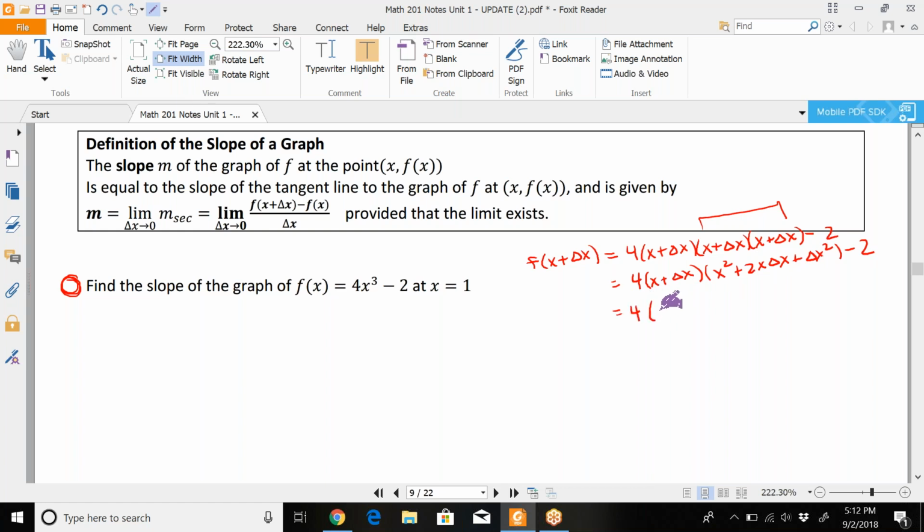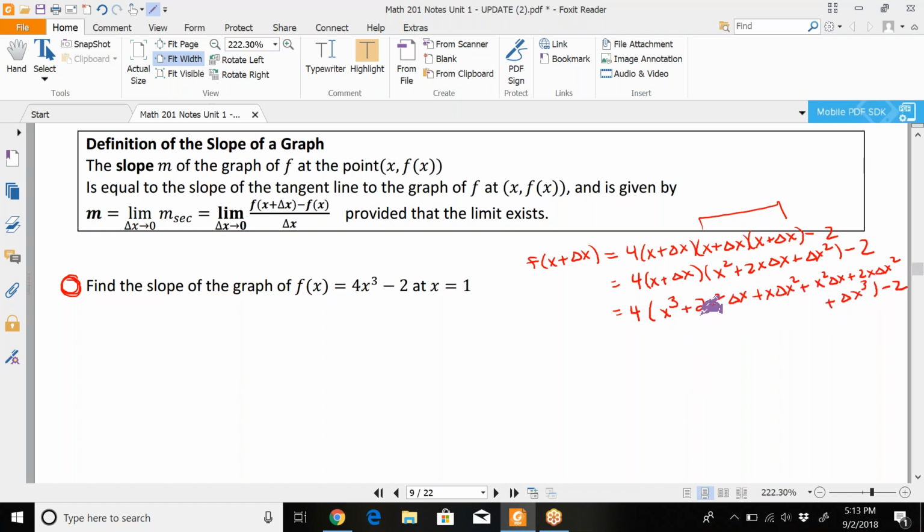We're going to distribute this x and plus delta x to this big piece right here. So that's going to be 4, and then we'll have x to the third. X times 2x delta x is a 2x squared delta x. Be careful to not combine the delta x with the x's. And then x times delta x squared is x delta x squared. And then we need to do delta x times everything. So we get another x squared delta x, a plus 2x delta x squared, and a plus delta x cubed, and then we still have our parentheses, and then the minus 2.